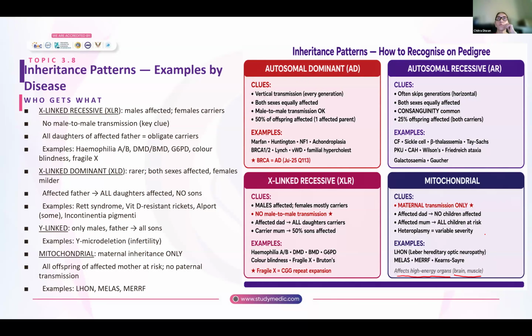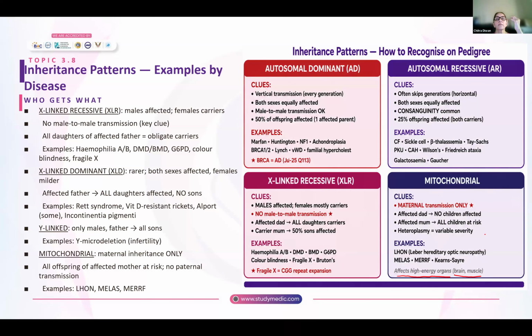So let us again quickly go through the inheritance patterns. Autosomal dominant, remember, every generation is going to be affected. There is no skipping of generation because it is autosomal, both sexes are affected. There is male-to-male transmission. 50% of offspring get affected if one affected parent is there. If both are affected, then 75% of the offspring is affected.